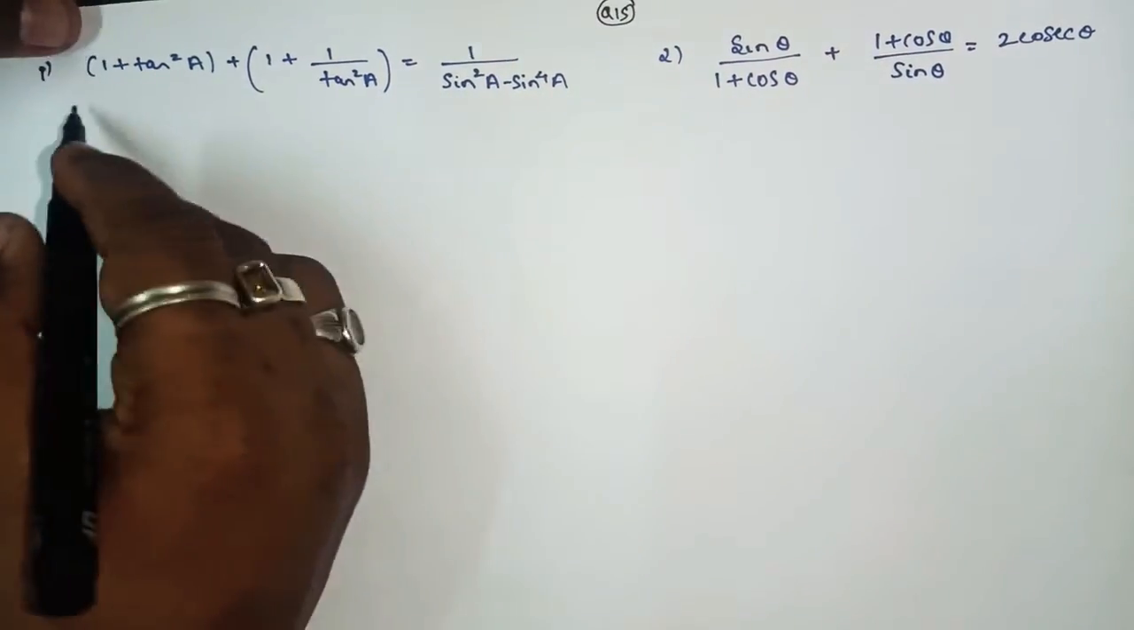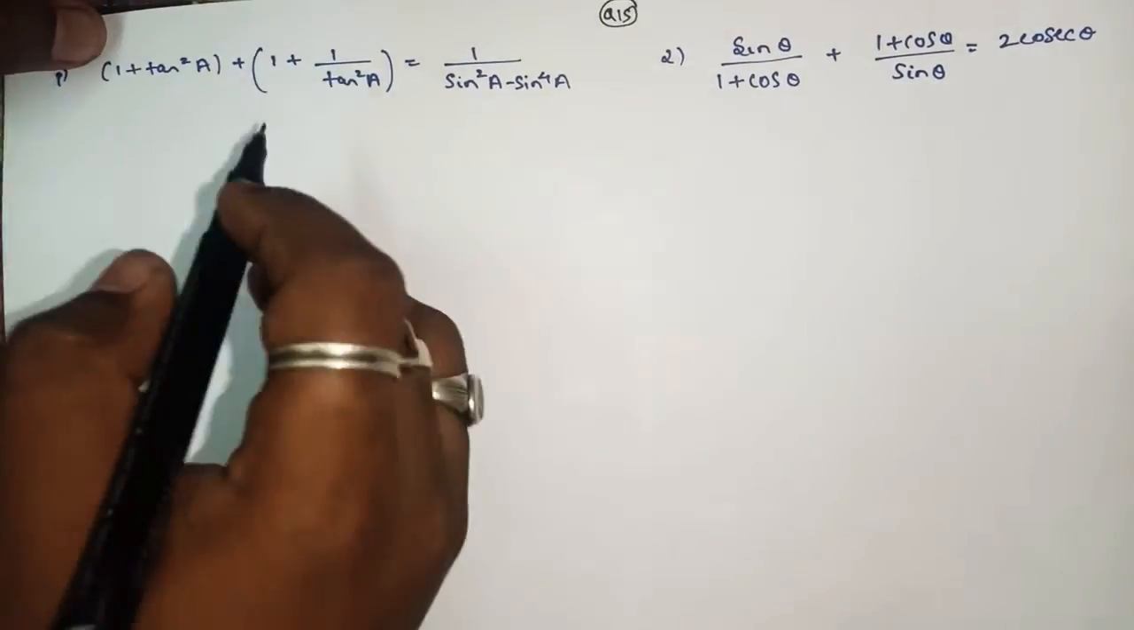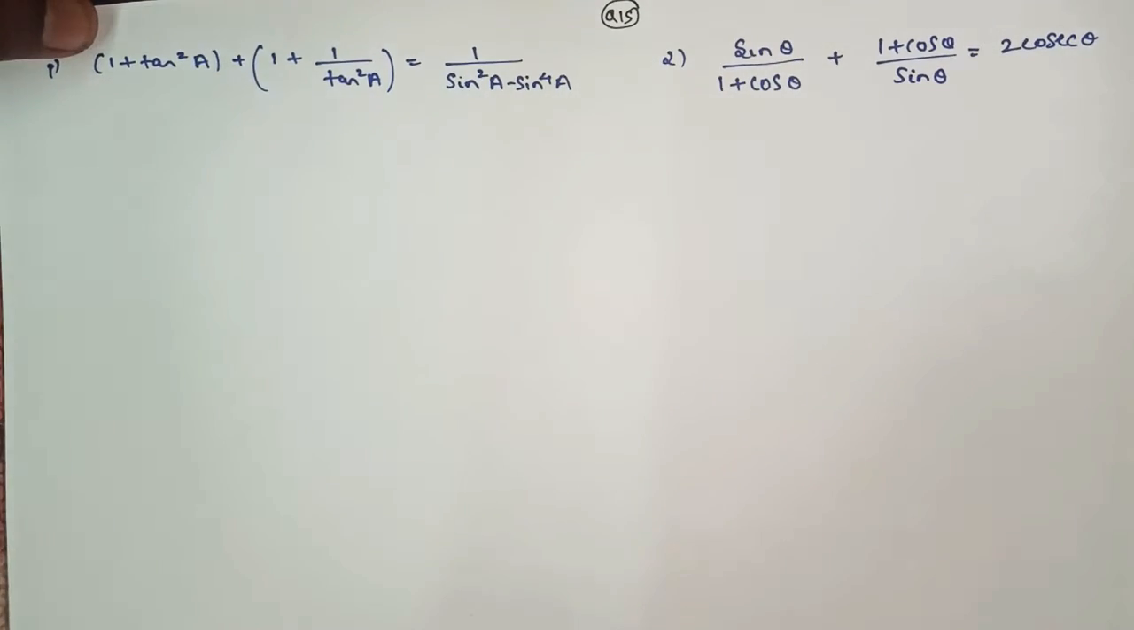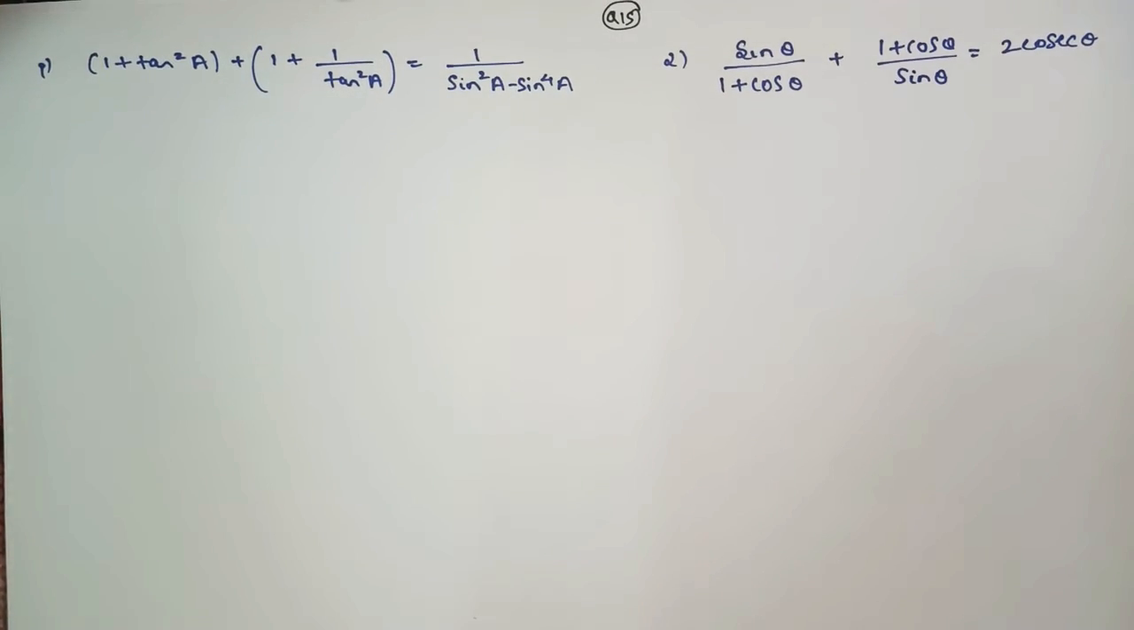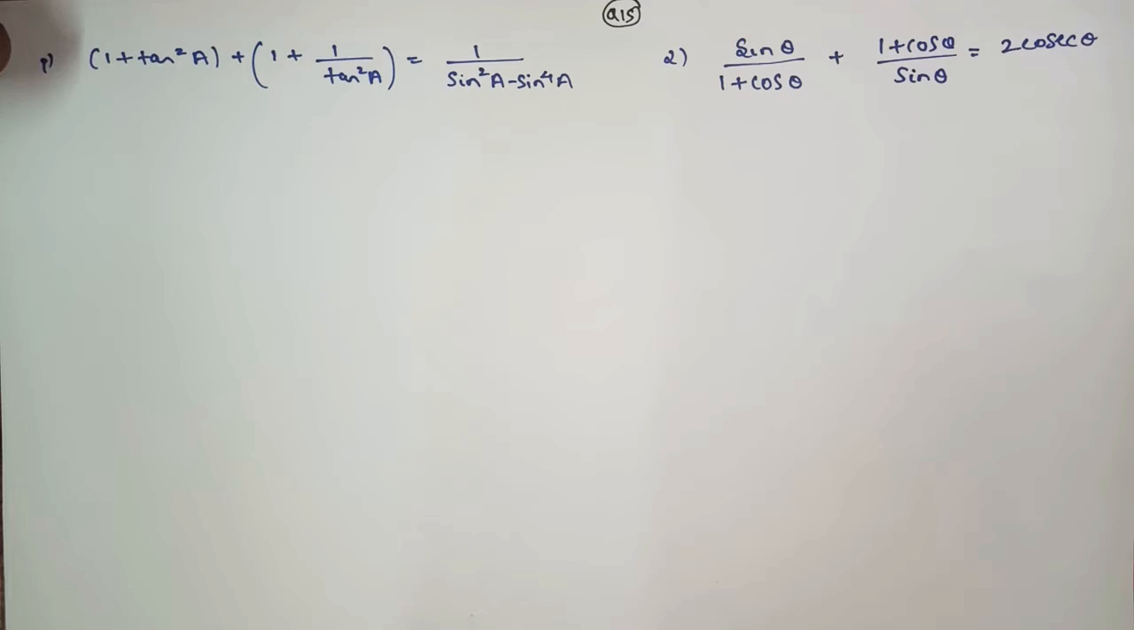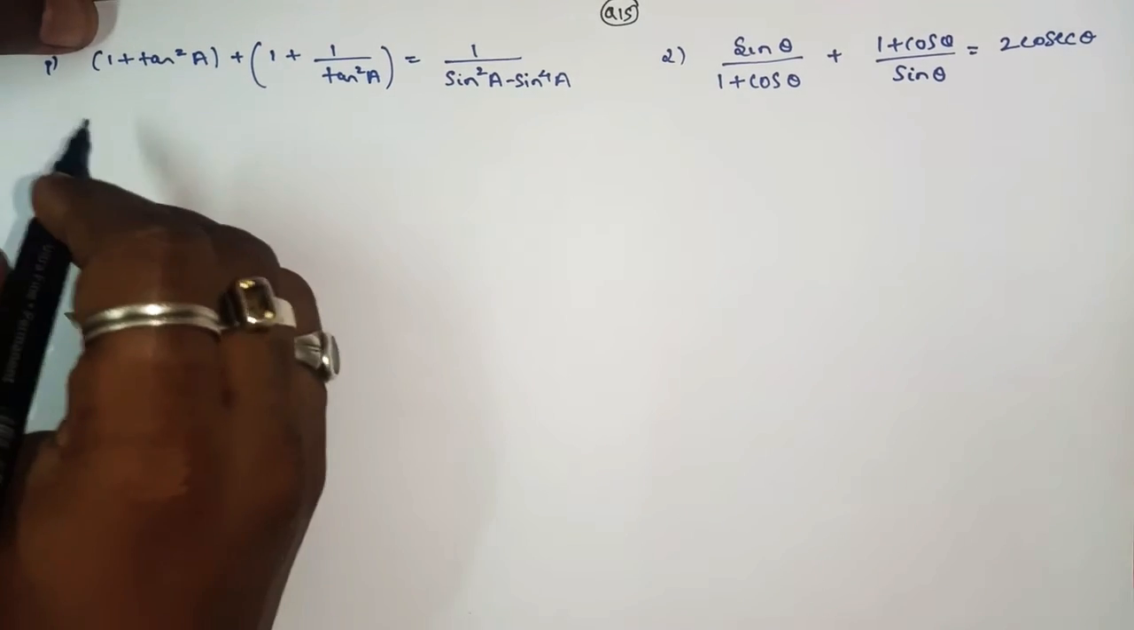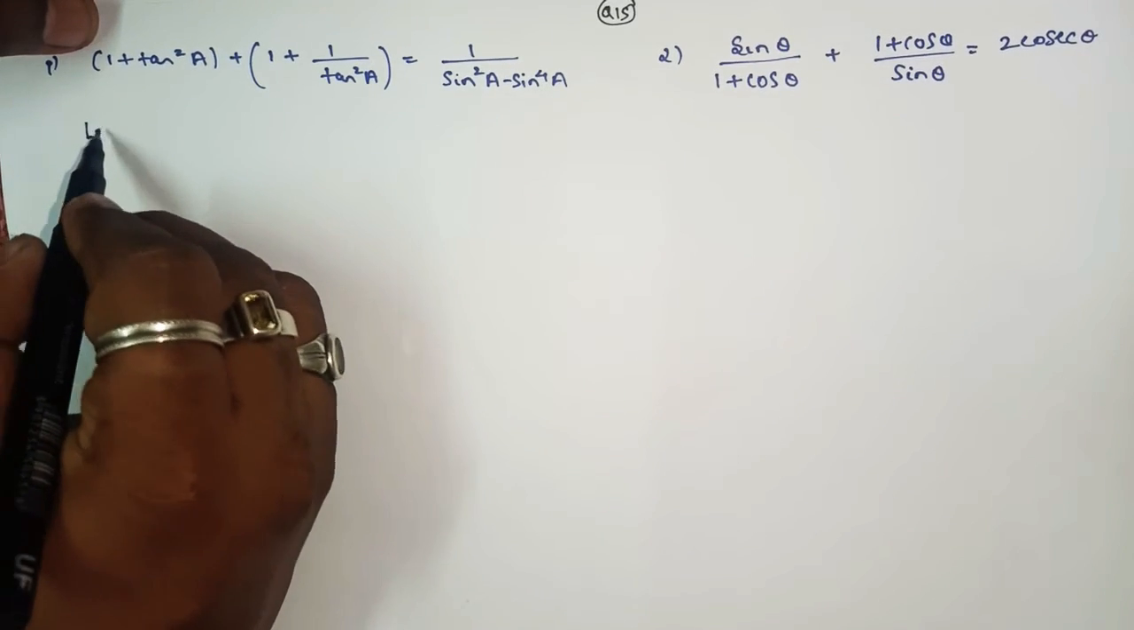So here the first one is what? Okay, here we have the left hand side and right hand side. In the majority of the sums, as we know, this type of sum was there in 10th standard also. So basically we used to take the left hand side only. We prefer left hand side, yes or no? So here also, we'll take left hand side.